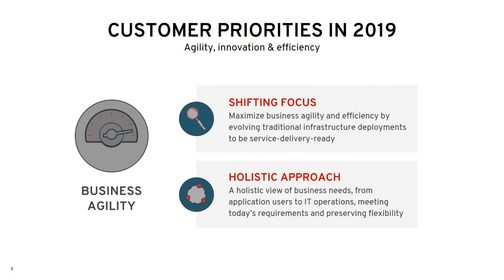Okay, so once it is deployed, they need to focus only on their line of business, not only on infrastructure. That's the thing they mentioned: maximize business agility and efficiency by evolving traditional infrastructure deployment to be service delivery ready. So for modern applications, as we have seen on the previous slides, if they are getting into a modernized application model, then they need to have a service delivery ready infrastructure.